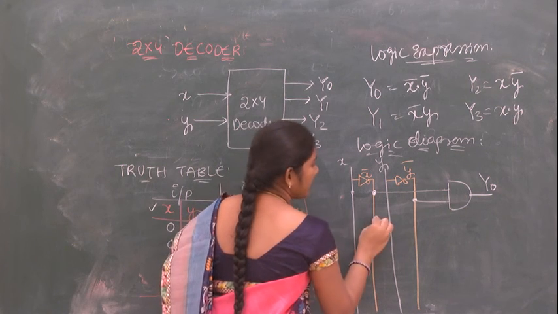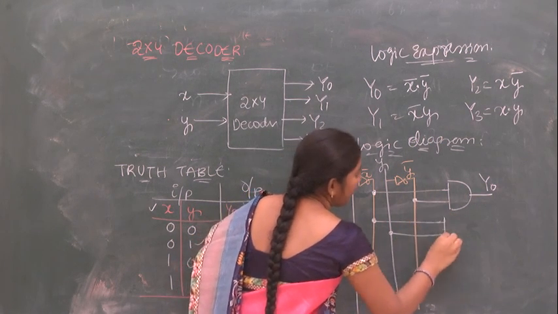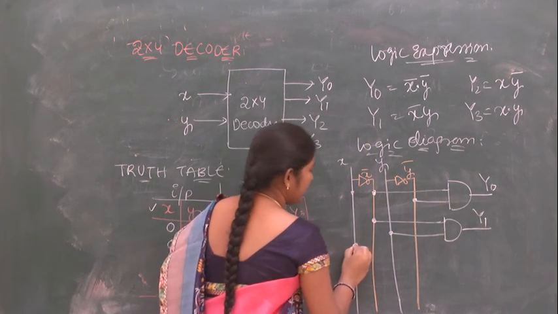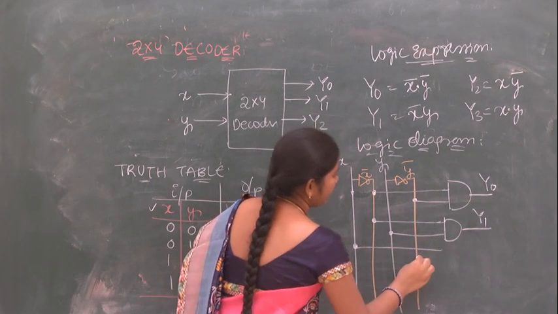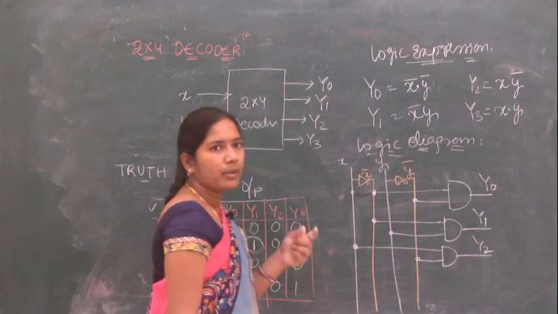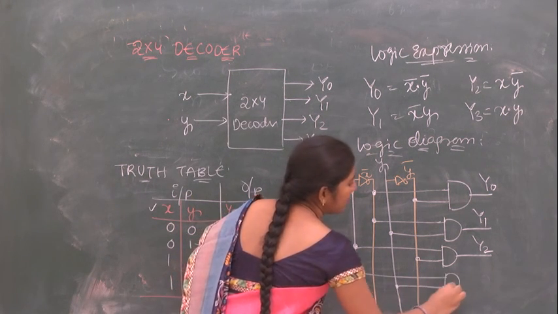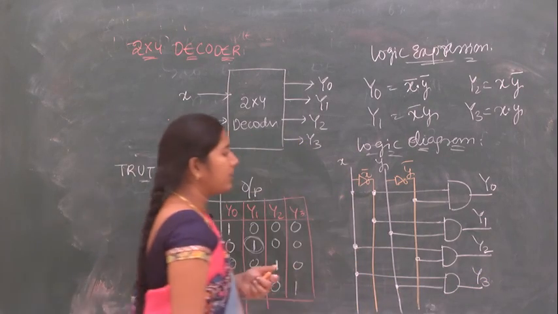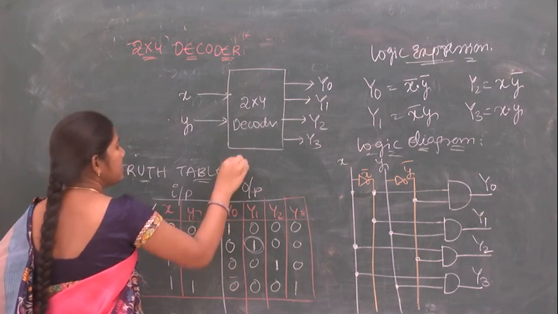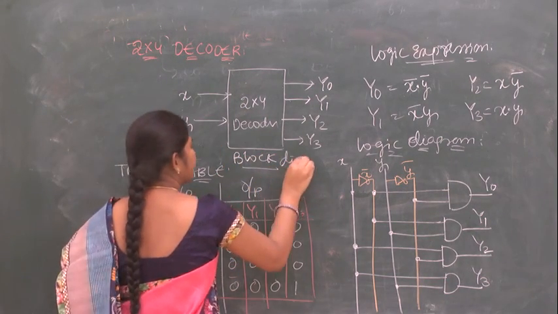y1 means x bar and y, give it to one AND gate to get y1. y2 is what? x, y bar, give it to one AND gate to get y2. y3 is what? x and y, give it to one AND gate to get y3. So finally, this logic diagram is what exists in this block diagram of the 2 cross 4 decoder.